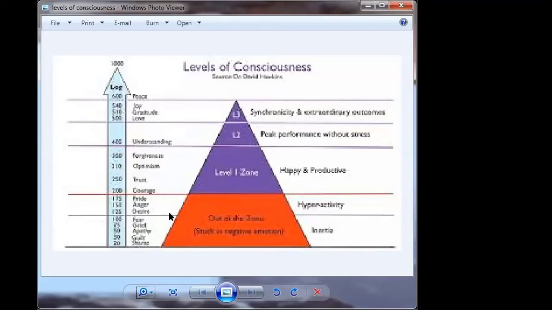And when you get up to the level of the 500 and 540, which is love and unconditional love and joy and gratitude and these sorts of things, synchronicities and extraordinary outcomes become commonplace. So this top area is an area where life becomes very interesting. What you hold in mind starts to happen.